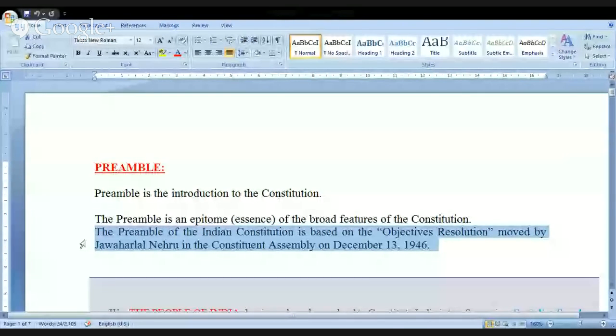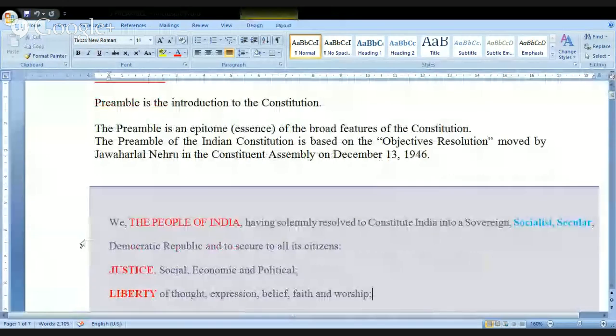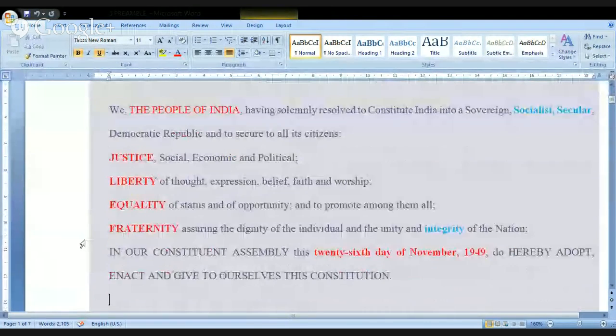So this is based on the objective resolution. We know this. But if you look at the Indian preamble, now look at this. So this is the whole preamble what we have. Kindly read along with me. We, the people of India, having solemnly resolved to constitute India into a sovereign, socialist, secular, democratic republic.